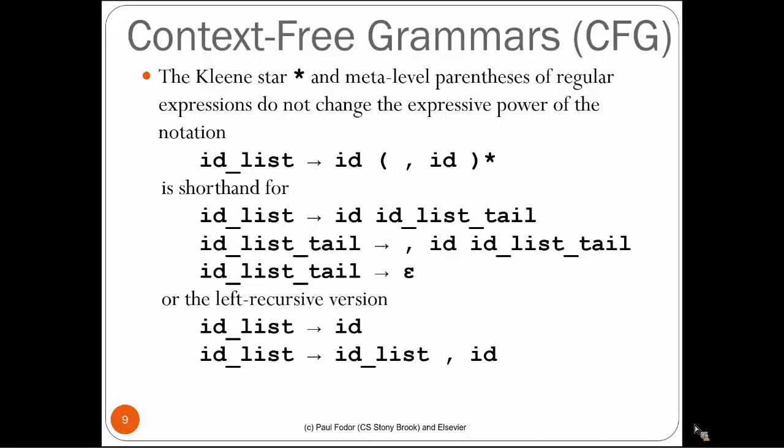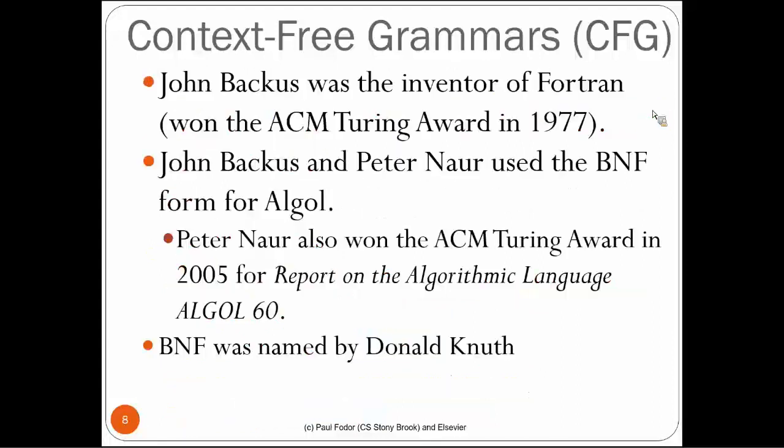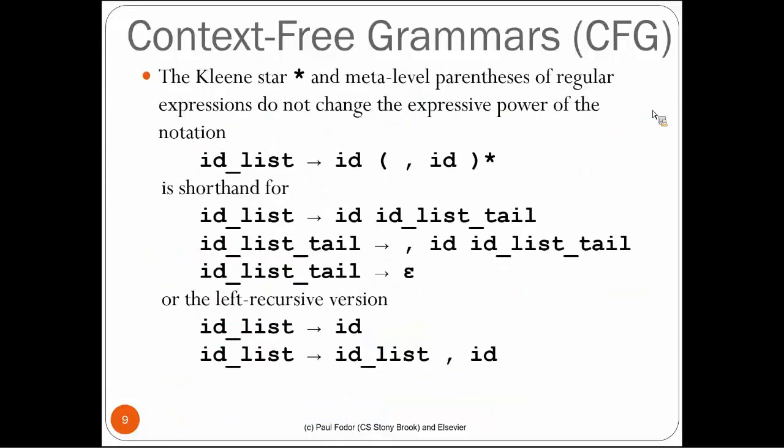So context-free grammars use that definition that we saw before with a set of terminals, a set of non-terminals, and then production rules. As you can see in this example, we do not actually use Kleene star. And the reason for that is that Kleene star is already subsumed by that language. The Kleene star and meta parentheses for grouping do not actually change the expressive power of the context-free grammar notation by Backus-Naur, so the BNF form.